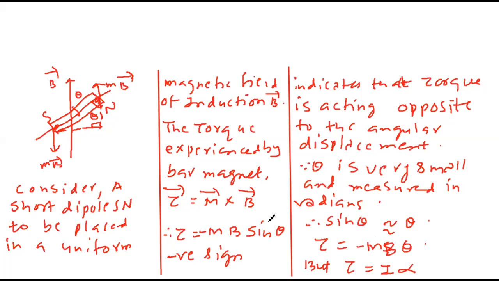Can I clear fully? So I alpha I got from the first chapter, rotational dynamics. In rotational motion, torque is moment of inertia into angular acceleration. If somebody does not know, in that chapter you are going to derive it. Okay, completed fully? Yes sir. I will clear it fully.